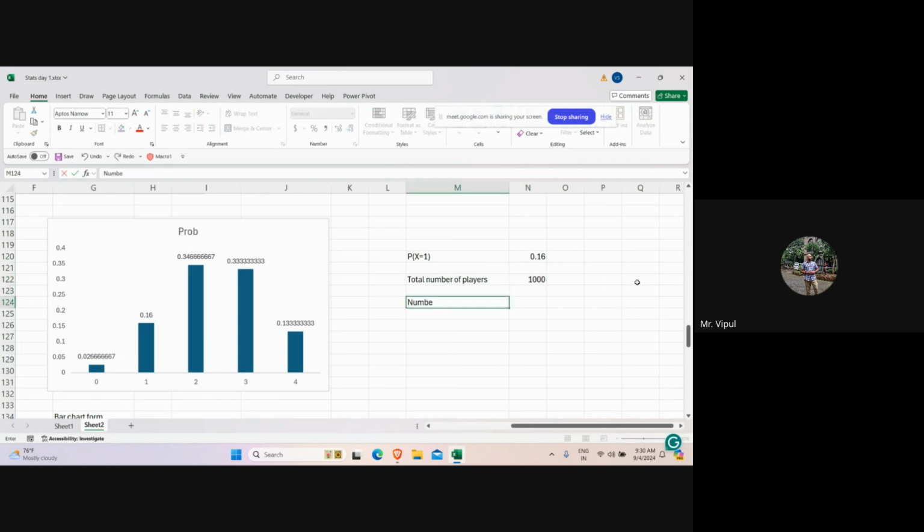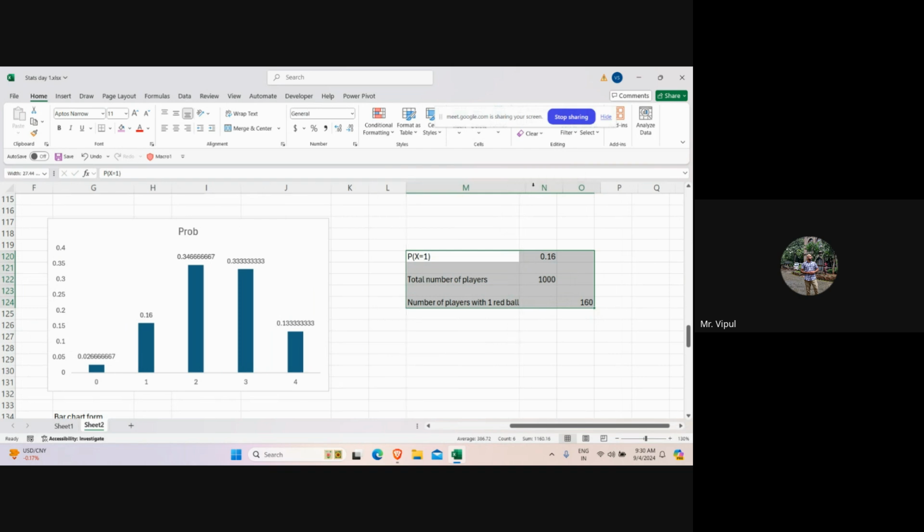The number of players with one red ball, 1000 into 0.16, comes to 160. So 160 players have one red ball.